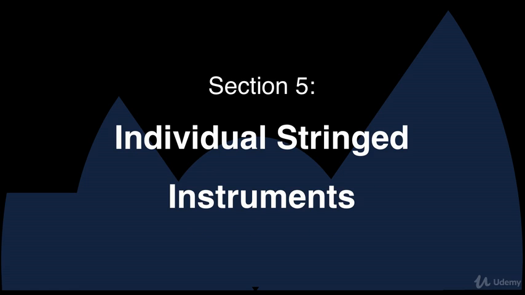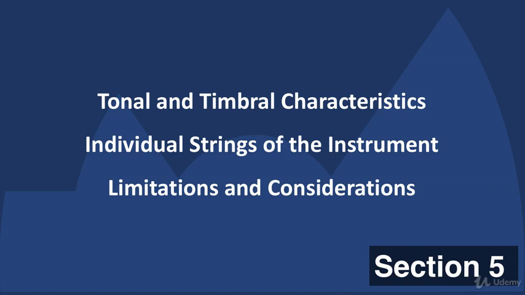Section 5 is, again, learning about the stringed instruments. By this stage, we still haven't learned enough about these string instruments, so this section will cover even more detail about each member of this string family. Here we will discuss the tonal characteristics of each instrument, the limitations of each instrument, and in general what you can and can't do with them.